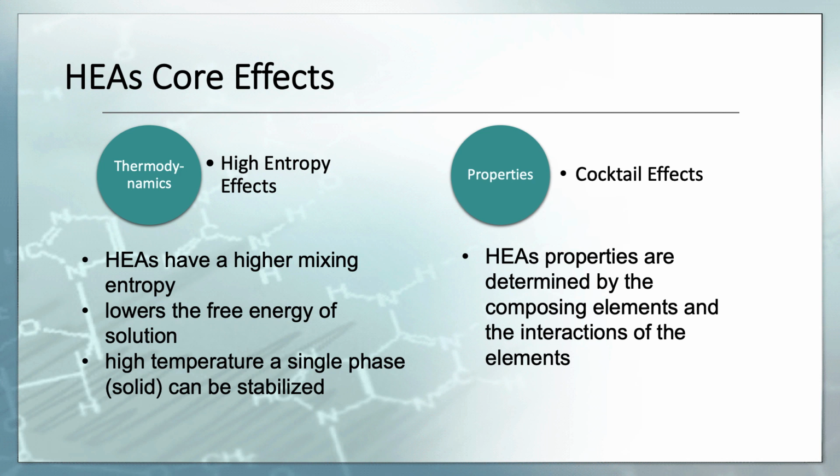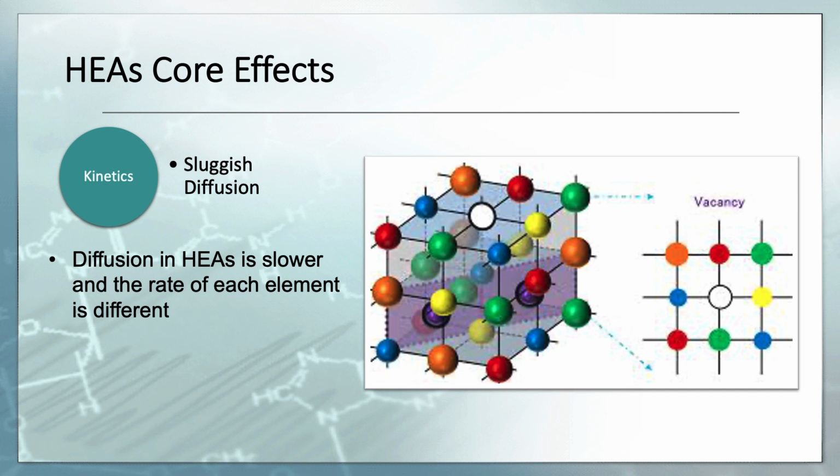The cocktail effect describes the properties of HEAs related to its composing elements. For example, adding lighter elements decreases the density. The properties are also defined by the interactions between the component elements. For instance, aluminum is soft and has a low melting point, but if it is added to an HEA, it can harden the HEA.